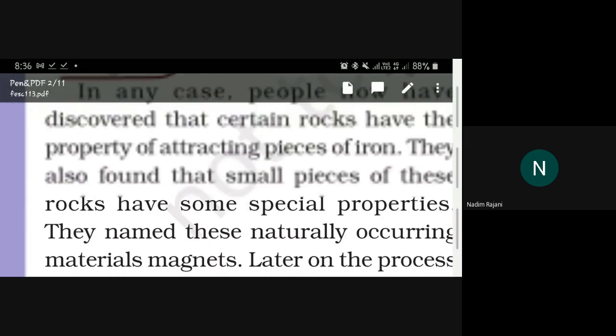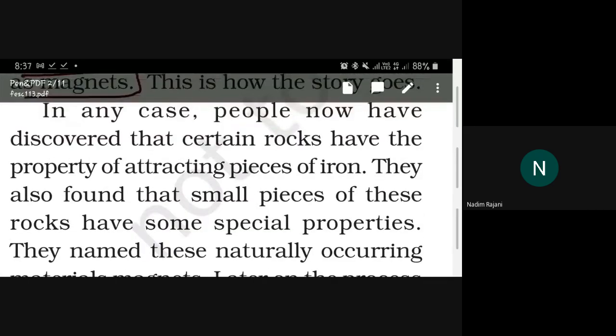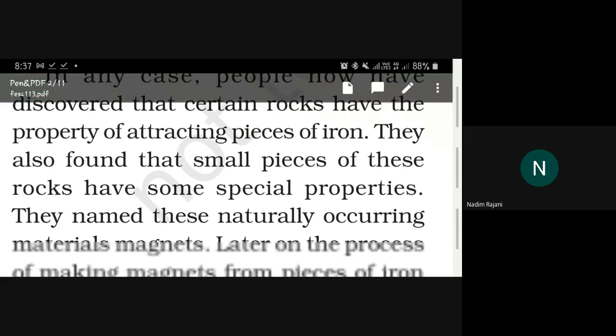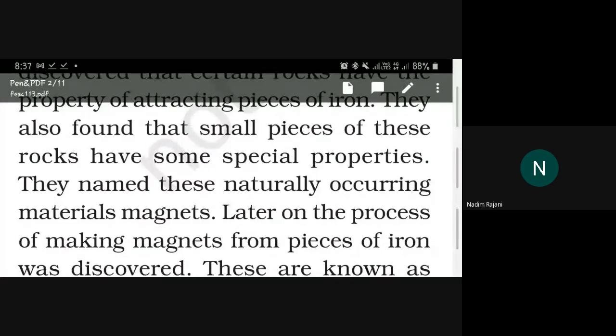Okay, now people have discovered that certain rocks have the property of attracting pieces of iron. So between that time and this time, people have discovered many rocks of this type which attract pieces of iron. They also have some special property. This is known as a natural magnet.